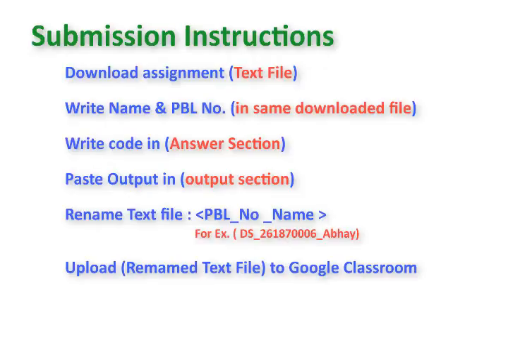Before we start solving the questions, let us first understand how to complete and submit the assignment correctly. First, open Google Classroom and download the assignment file that I have shared with you. After downloading the file, open it and write your name and PBL number in the spaces provided at the top. For every question, you will find two sections. The first section is Answer. Here, you have to write the complete Python program. The second section is Output. After running your program successfully, copy the output from your Python IDE and paste it into this section.